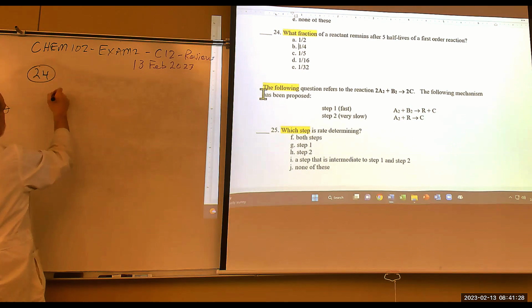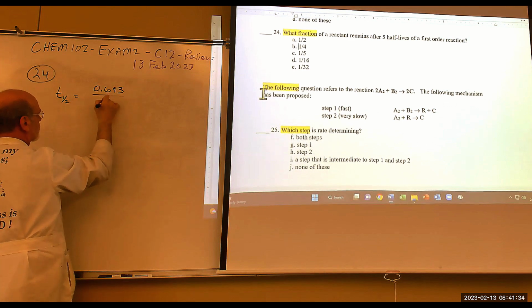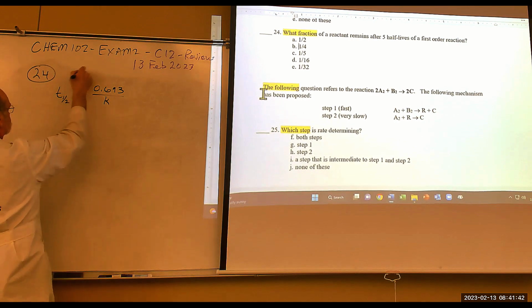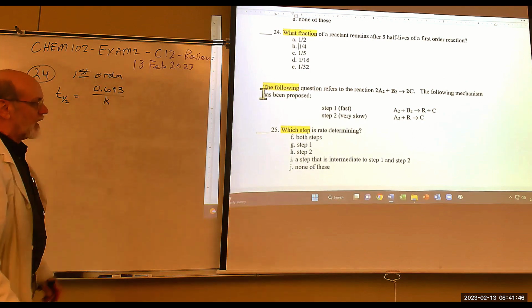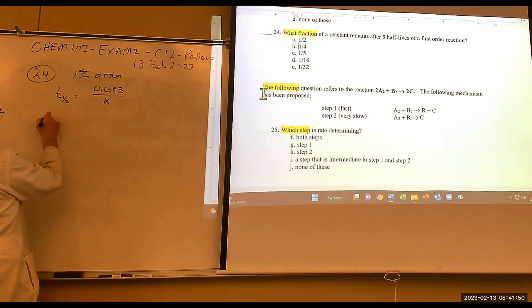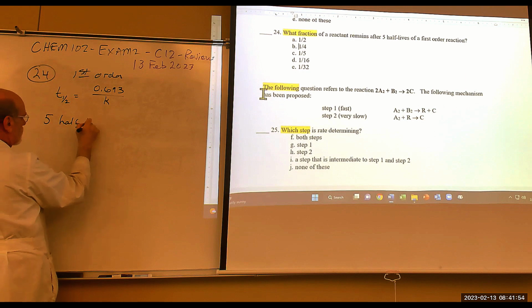Okay, what's the half-life for a first order reaction? 0.693 divided by K, right? I think that's right. So that's the first order reaction. All right, so we're going through what? 5 half-lives. We're going 5 half-lives.